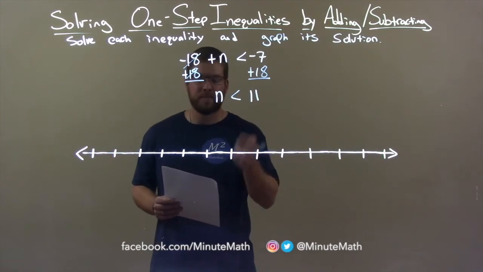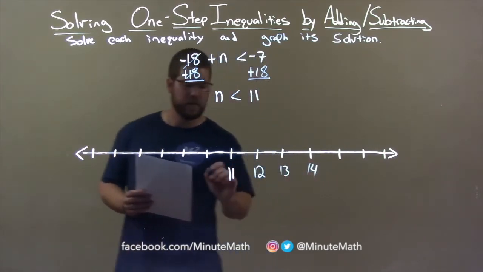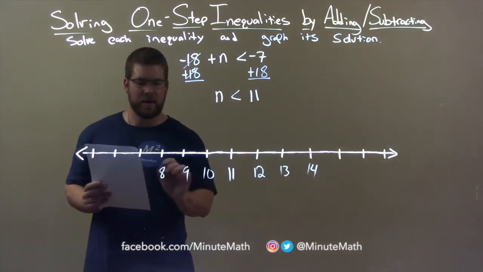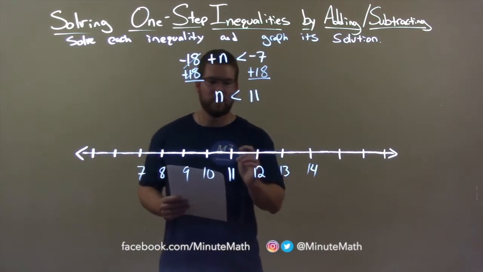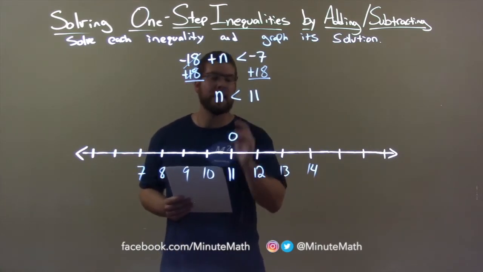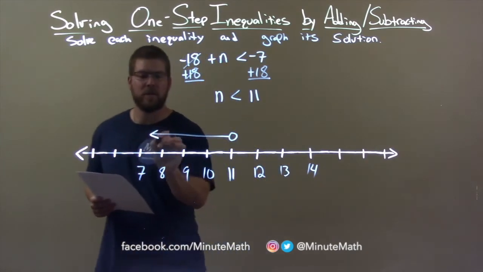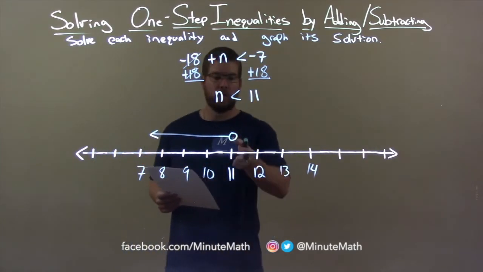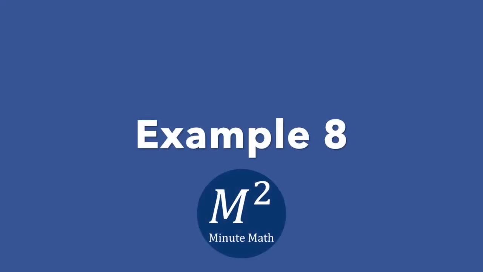We need to graph that. Make a number line, 11, 12, 13, 14, and 10, 9, 8, 7 here. If n is less than 11, we have an open circle because it's not equal to 11, just less than. Less than also makes us have an arrow to the left, and there we have it. Our graph now matches our final answer of n is less than 11.